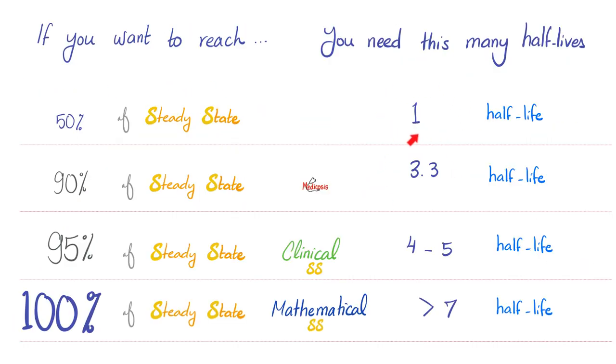1 half-life or 1 dose will put you about half of the steady state. 3.3 half-lives or 3.3 doses, assuming that you give a dose every half-life, will put you about 90%. The clinical sweet spot is 4 to 5 half-lives, 95%. This is very good for the clinic. It's not good enough for the math nerds because the mathematical is greater than half. But clinically speaking, 4 to 5 half-lives is enough to reach the steady state.